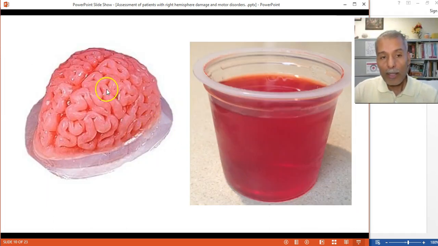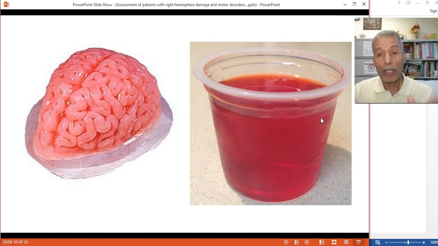So again, just think about the brain consistency, very similar to jello. If you take that cup and hit it hard against a hard surface or a wall, hit it from this end, the jello will be dislocated from the opposite end. So this is what happens in acceleration, deceleration accidents.